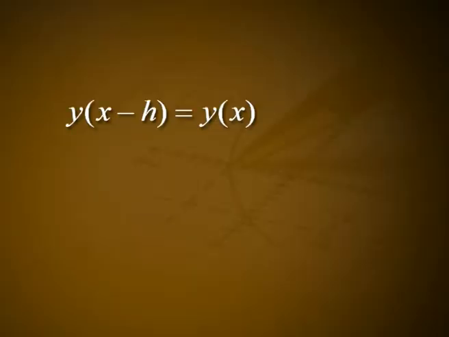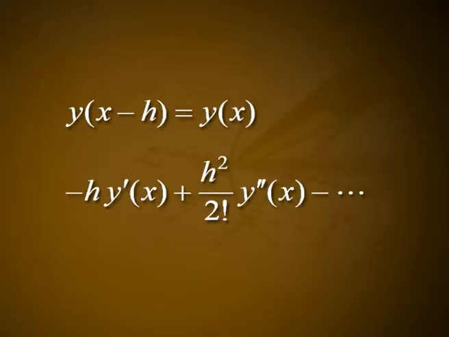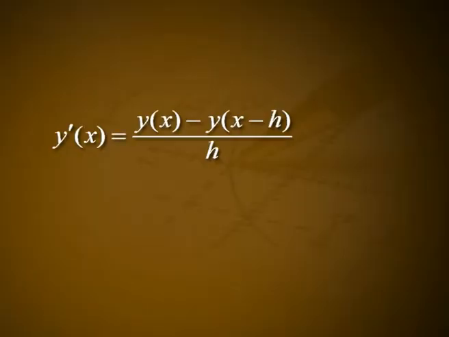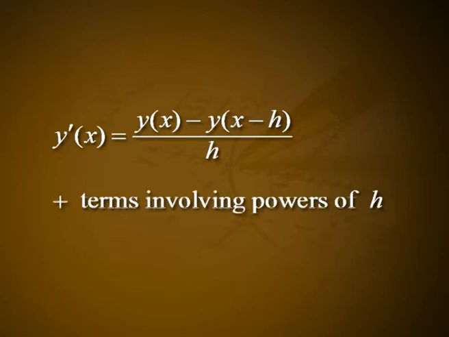Similarly, y(x-h) = y(x) - h y'(x) + h²/2! y''(x) - etc., which gives y'(x) = [y(x) - y(x-h)]/h + terms involving powers of h. The above is the backward difference approximation for y'(x).